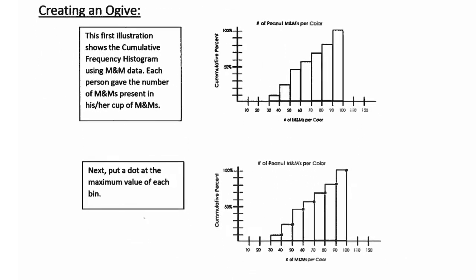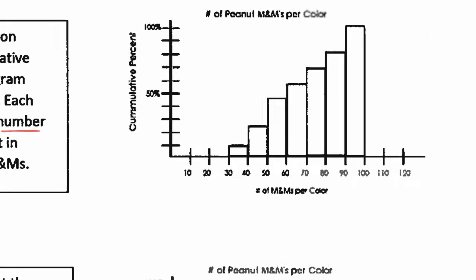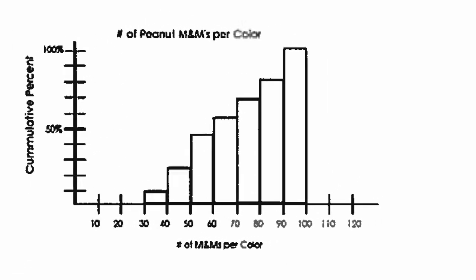So the first thing that I want to do is talk about some data, as if I had given all of you a cup of M&Ms. We've done that before, where I scooped out a little cup of M&Ms, and then each student gave me the number of M&Ms that they have in their cup. Okay, so that's our situation to think about. So over here, here's what our little chart looks like.